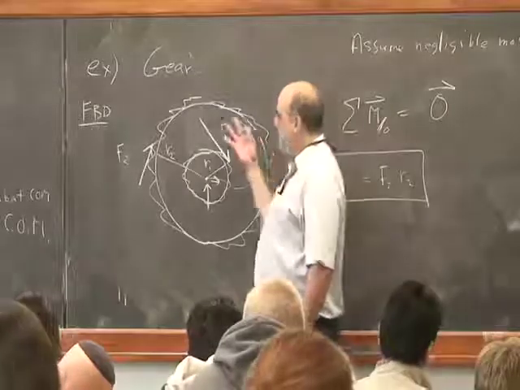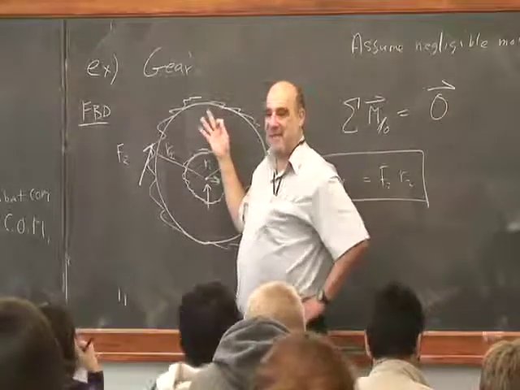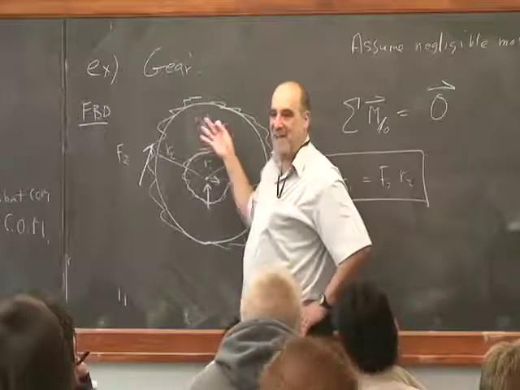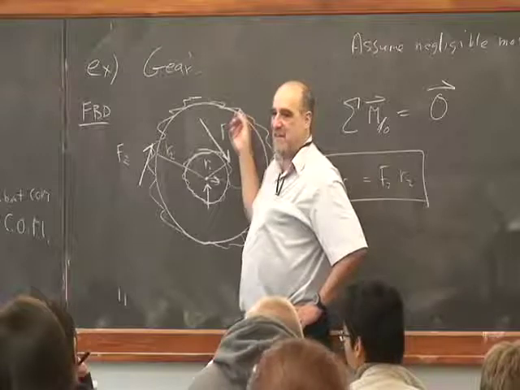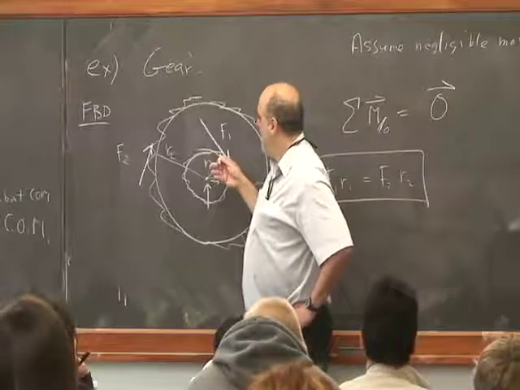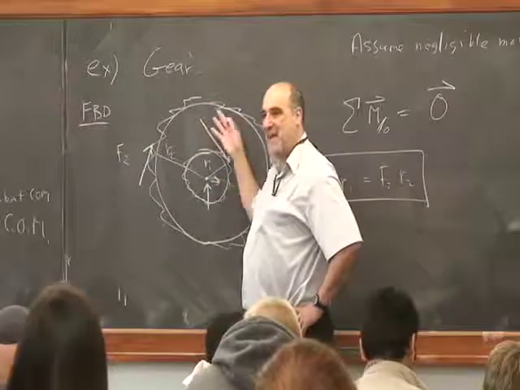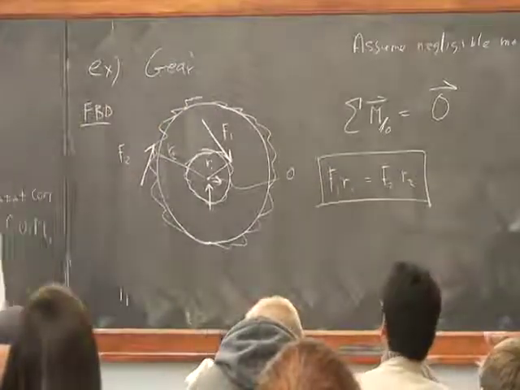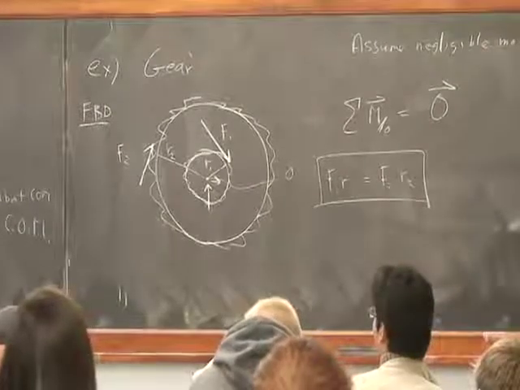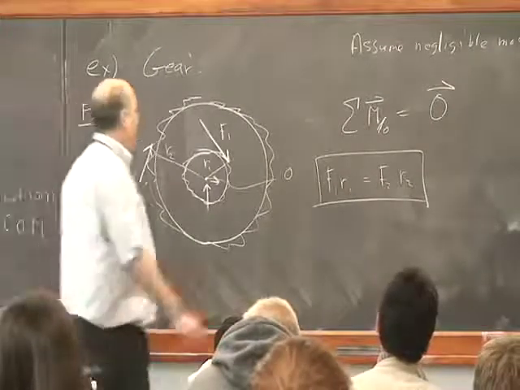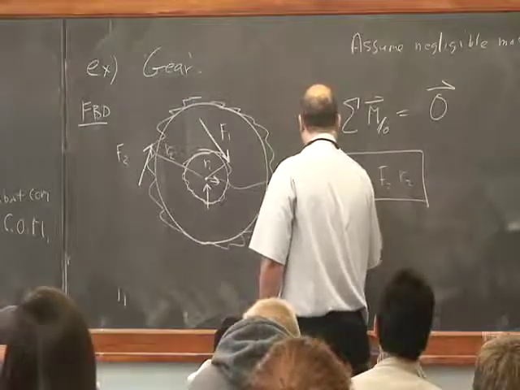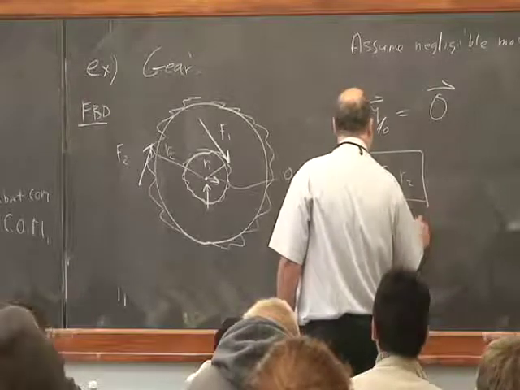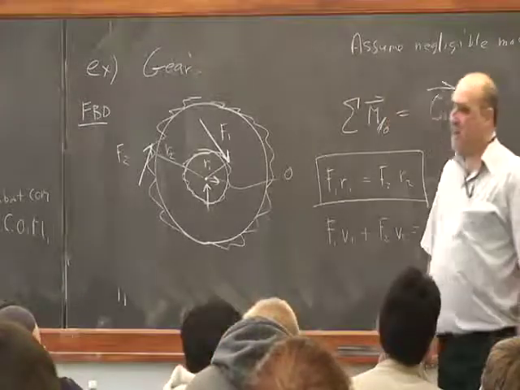Okay, let's assume this gear's got nothing internal going on. It's got no batteries in it. It's got no chemical reactions in it. It's not getting hot. It's not getting cold. It's not burning up. We said it has negligible mass, which means the kinetic energy is 0, which means the power of all the forces acting on this system has to add to 0, because the rate of change of internal energy is 0. So we also have that F1 times V1 plus F2 times V2 has to equal 0 by power balance.